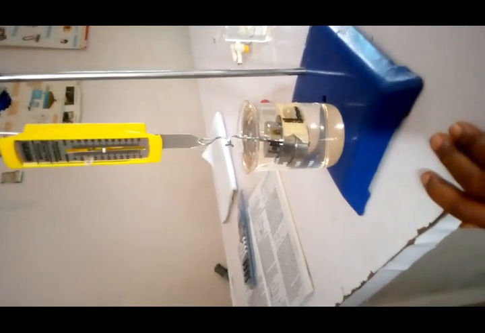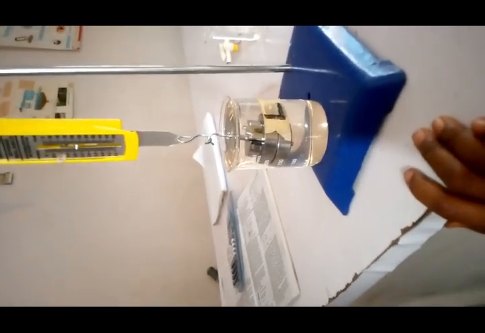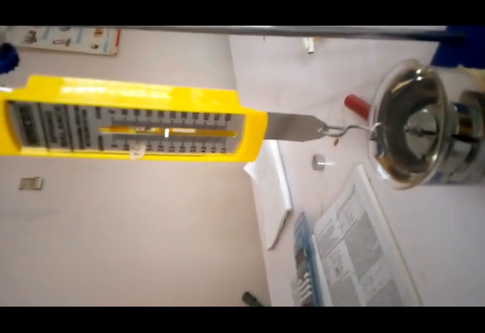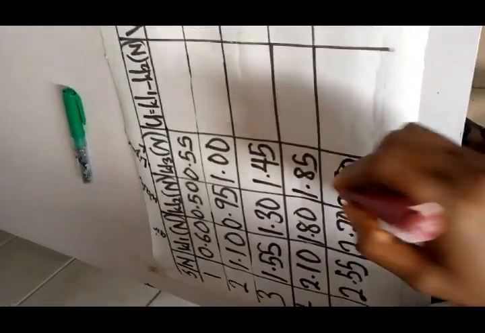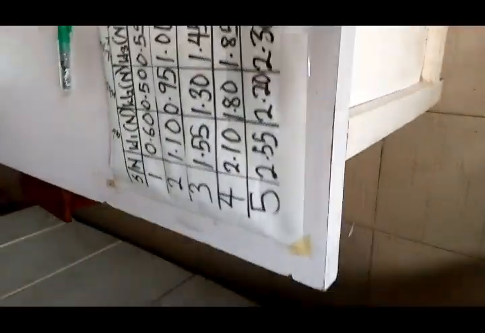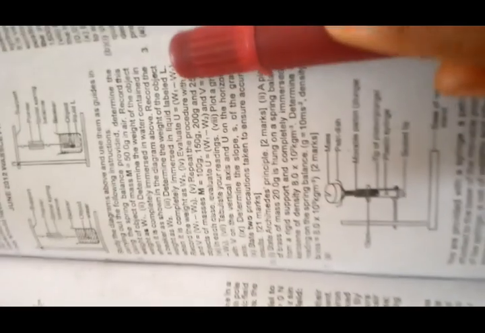So this is 2.3. So now we have to fill in our tables. Here, according to the question, we have to find U equals W1 minus W2. The U there is the upthrust.